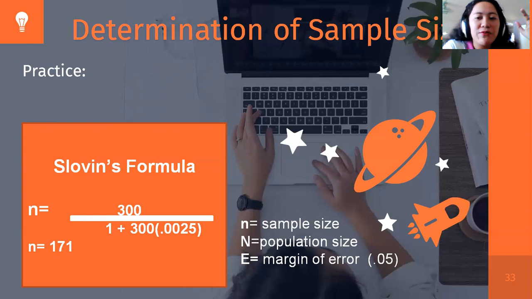So this is more than 50% of the population size, because some researchers would not use a formula and just have the majority or 50% plus 1 as their sample size. But when you use the formula, it is more scientific. So I hope that now you are having an idea on how you will determine your sample size. This is applicable for quantitative research.